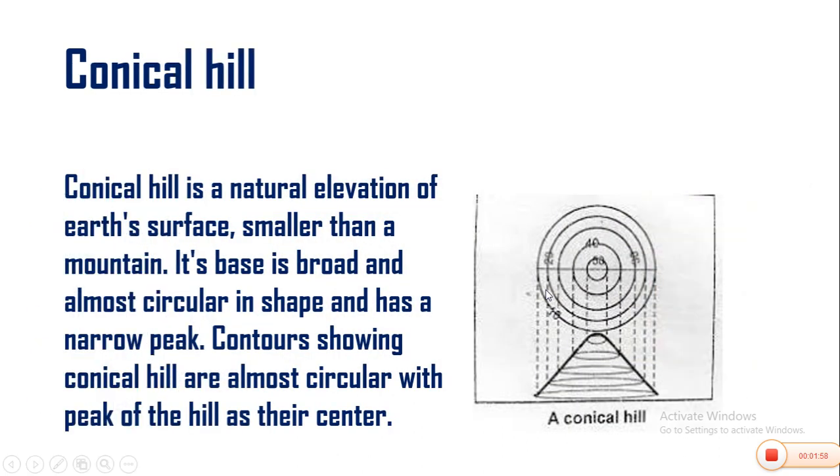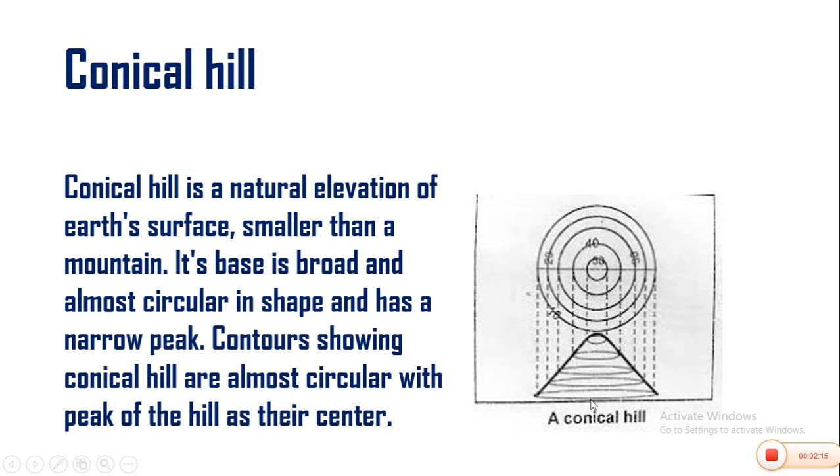Another feature is the conical hill. A conical hill is a natural elevation of Earth's surface smaller than a mountain. Its base is broad. Look at the base. This is how a conical hill appears naturally. This is how a conical hill appears. This is the base. The base is broad.